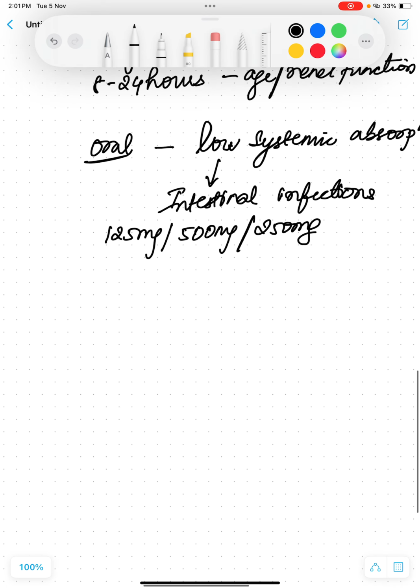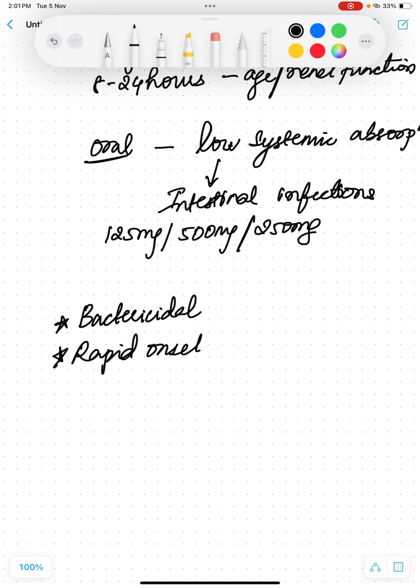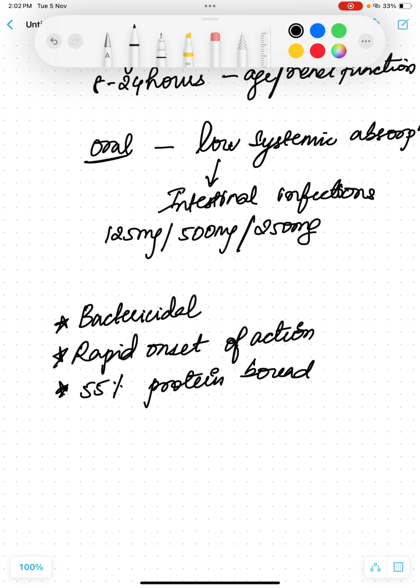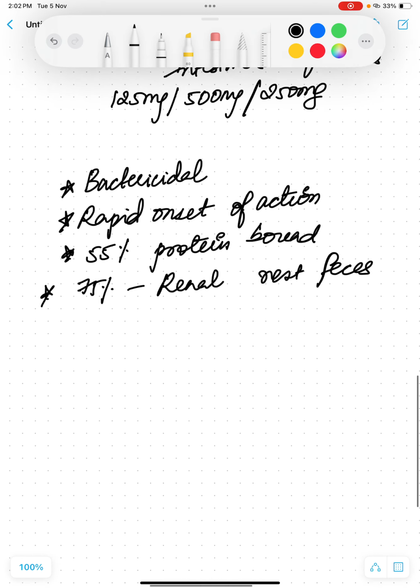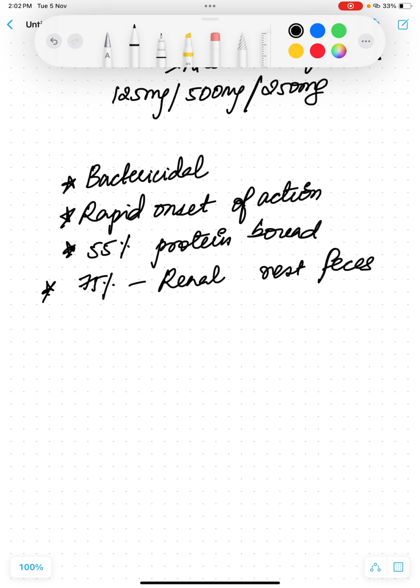In addition to this, what all we should know is: one, it is bactericidal. Second, this drug has a very rapid onset of action. That is, as you finish the infusion, the drug immediately starts its action. That fast is the onset. And third, you should remember it is 55% protein bound. Then 75% of it is excreted through the kidneys, the rest through the feces. It is excreted unchanged, so it does not undergo any metabolism.